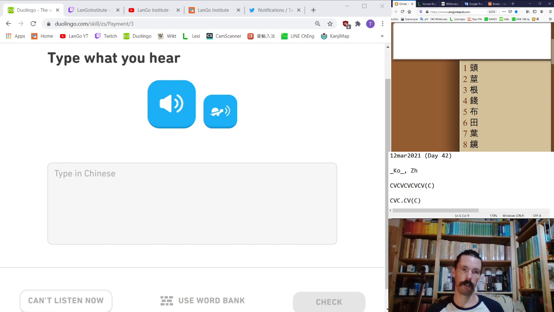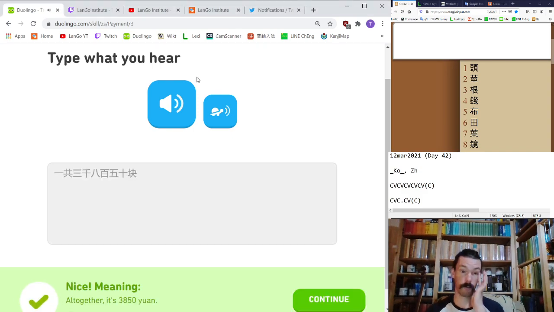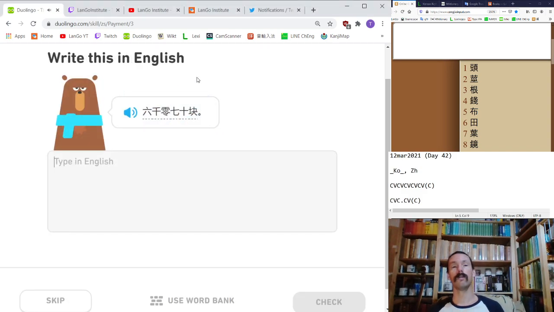Simplify. 6070块。So this 零 acts as a placeholder for one or more zeros in the number. Oh, so translating 6,070. And this ling has to be read aloud with no unit following.